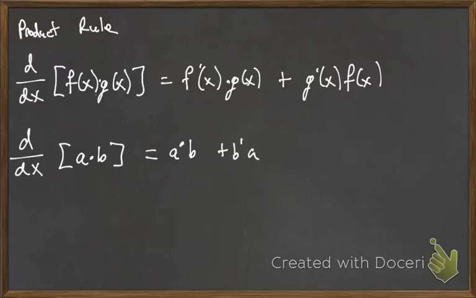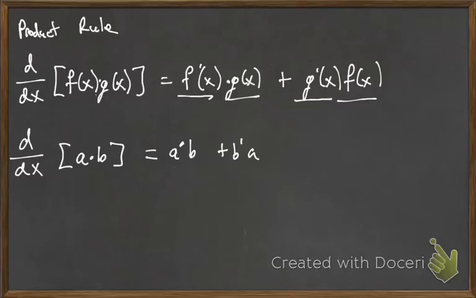It's the derivative of the first times the second function plus the derivative of the second function times that first function. There's another video, I think, where I go through the derivation. You also have it in your textbook, where they use the limit definition of the derivative.